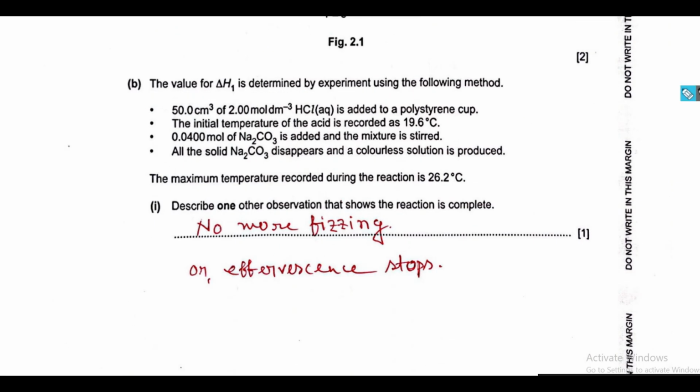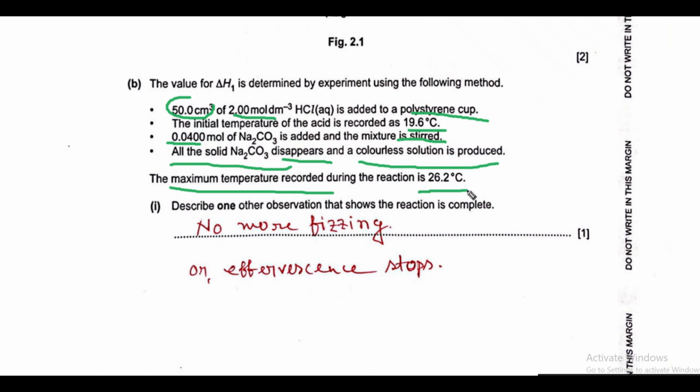Next, B. The value of ΔH1 is determined by experiment using the following method. 50 centimeter cube of 2 mole per dm cube hydrochloric acid is added to a polystyrene cup. The initial temperature of the acid is recorded as 19.6. Then 0.0400 mole of sodium carbonate is added, and the mixture is stirred. All the solid sodium carbonate dissolves, and a colorless solution is produced. The maximum temperature recorded during this reaction is 26.2 degrees centigrade.